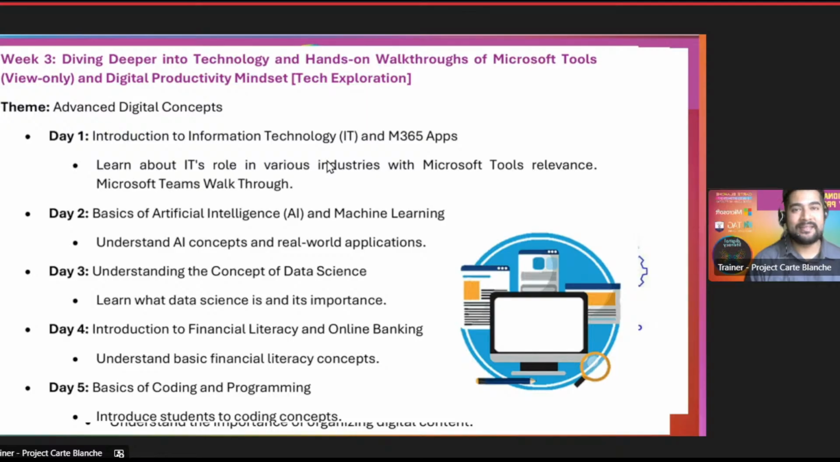Artificial intelligence and machine learning: for many of us, adults also, there is still an illusion about what AI is, what machine learning is, what the difference between them is, how it can help us, and whether it is going to take our jobs. You can have that clarity. As students, you can use AI to improve or boost your productivity. Those are the things we are going to discuss. The concept of data science is our day 3 topic.